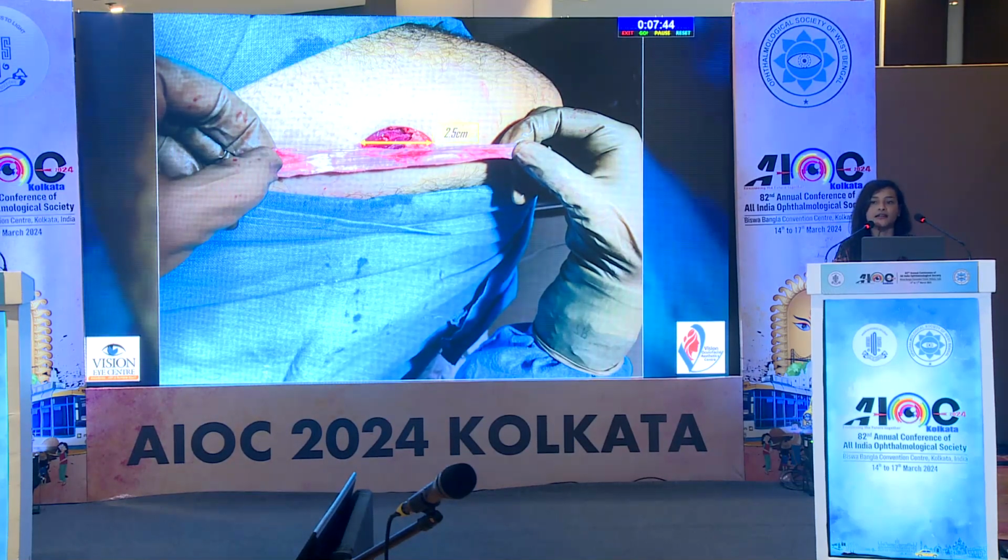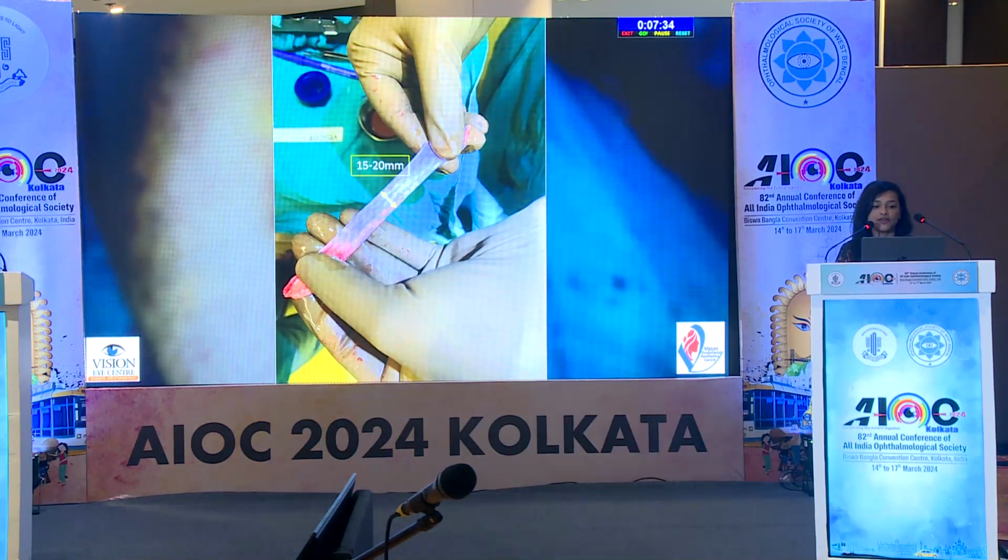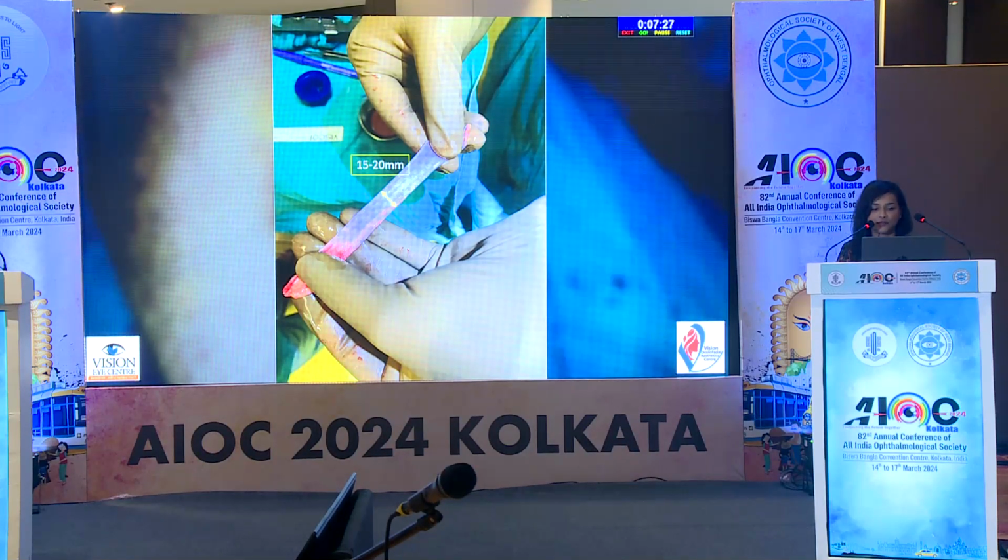Fascia lata doesn't really need any complex instruments such as strippers, etc. You can do it with a small incision on the thigh such as this. And you need to harvest a graft which is around 15 to 20 millimeters in width, so that you get about 4 or 5 strips.